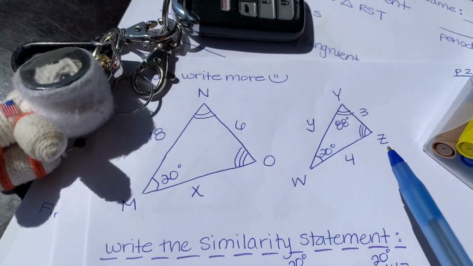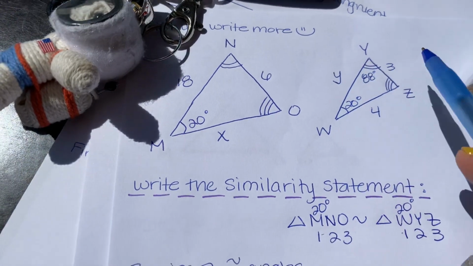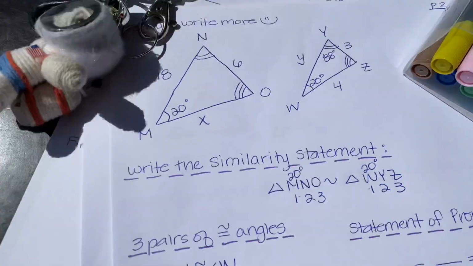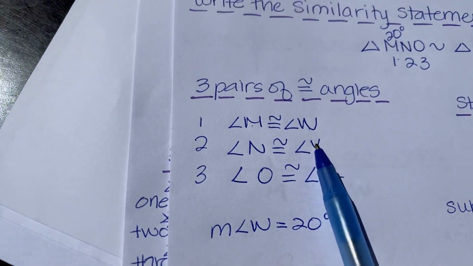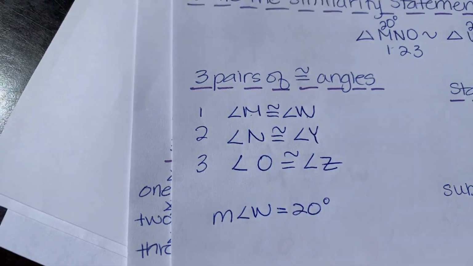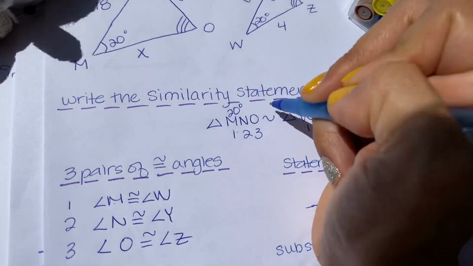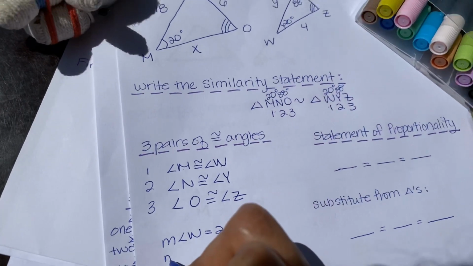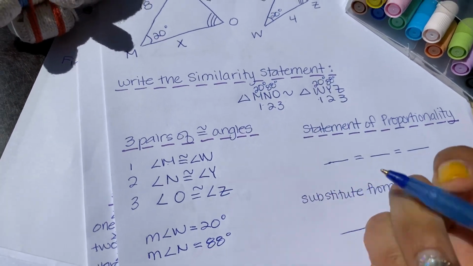Okay, so now let's look here. I have 88 degrees as angle Y. That's 2 arcs. So you can either go by the 2 arcs or you can go by your 3 pairs of angles. Angle Y is congruent to angle N. So if Y is 88 degrees, N is 88 degrees. So the measure of angle N is 88 degrees.